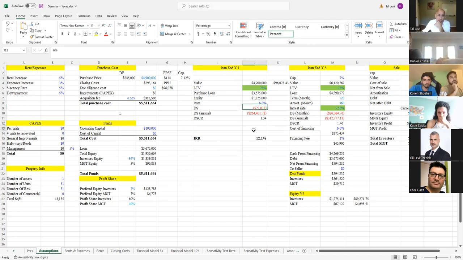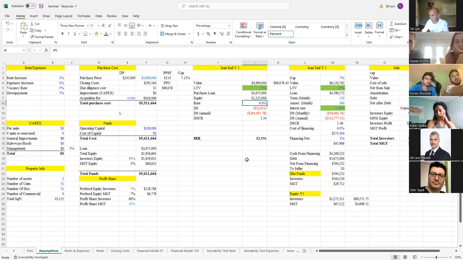So in this case, the value for the loan calculation is going to be 4.9. I punched in a 75% LTV, loan to value. So it's 75% of 4.9, and I'm coming up with a loan of $3.6 million, which means the equity for the purchase itself is $1.2 million.